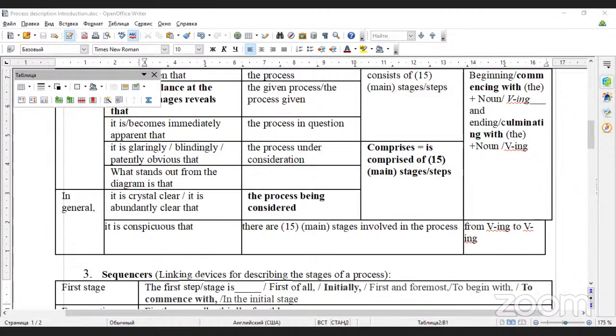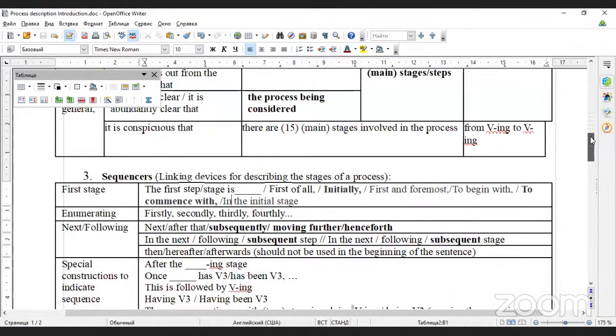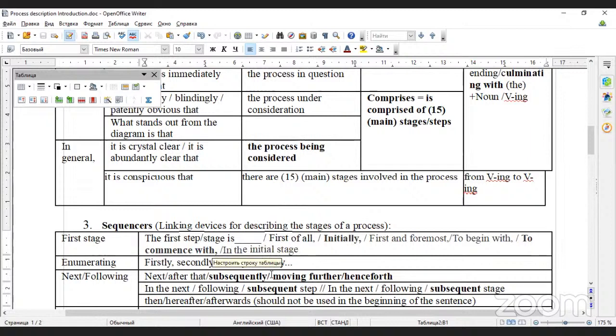You can use words like firstly, secondly, thirdly, fourthly, then, next, after that, subsequently, moving further, henceforth, in the next step, in the following step, in the subsequent step, in the next stage, in the following stage, in the subsequent stage, then, hereafter or afterwards. Okay, these are some words that are possible when I describe the next stage.